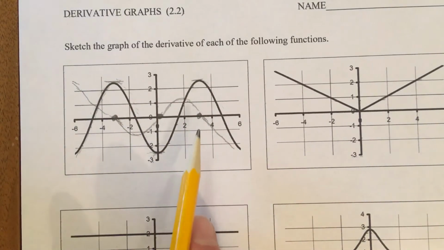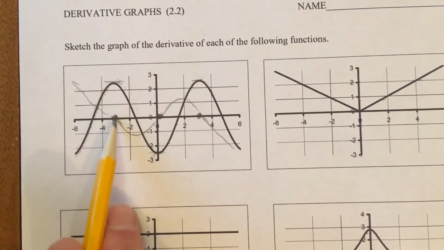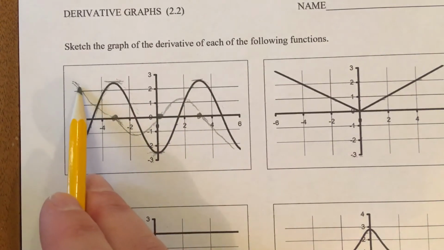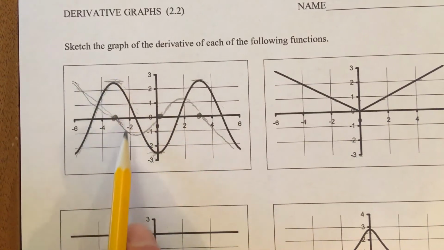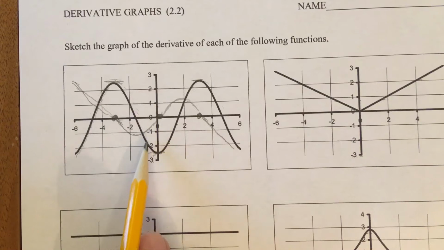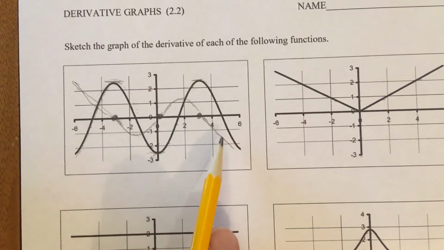Now, how tall are these? We don't know, right? That's not so important. What's important to me would be the general shape, that you have it positive when this function was increasing, 0 when we were at the horizontal tangent, negative when the function is decreasing. That's what I should see in your derivative graph.